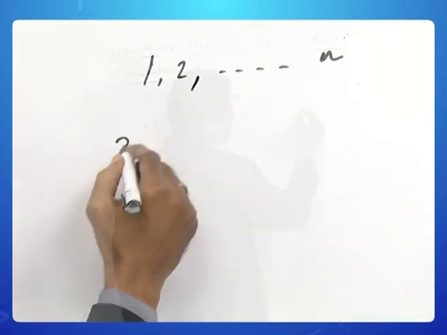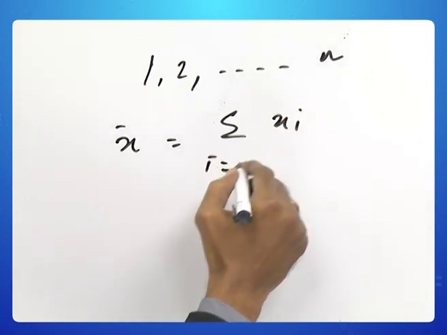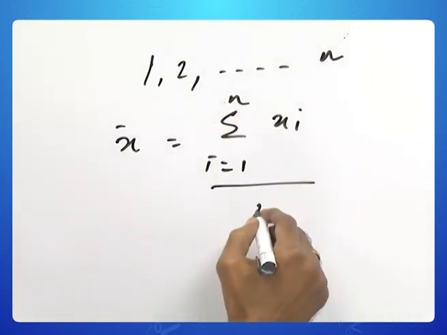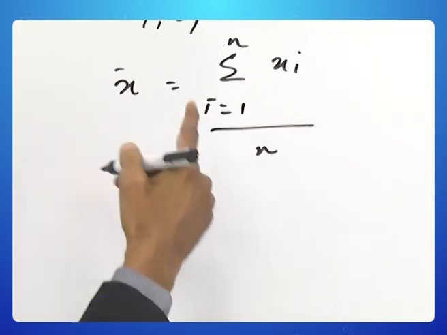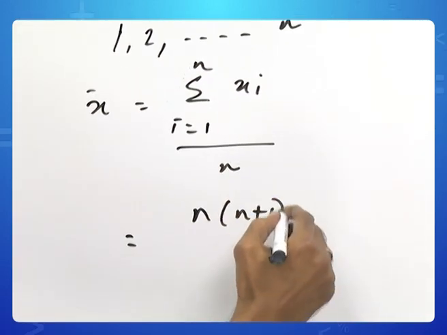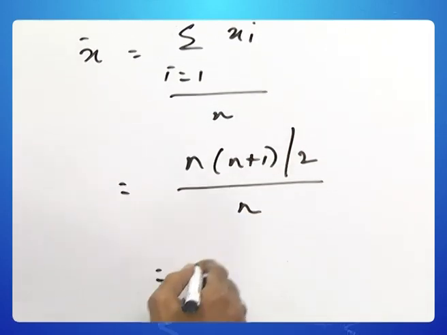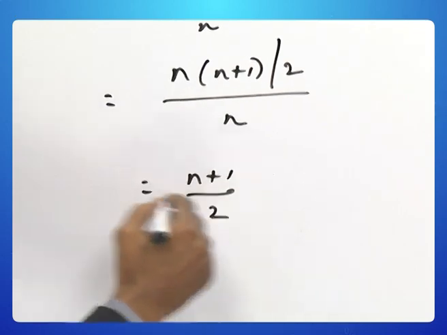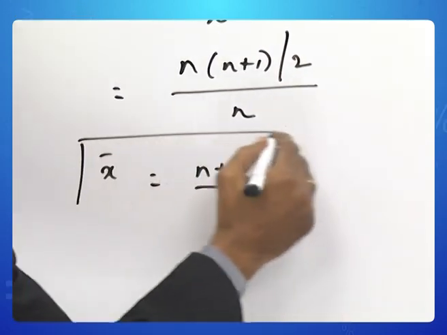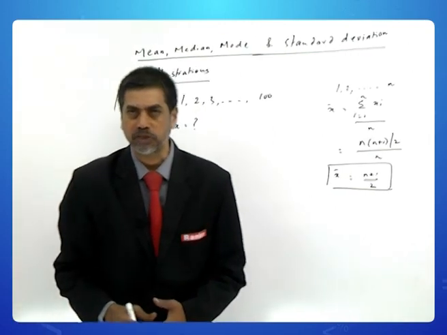then the mean is summation xi, i equal to 1 to n, divided by n, and you know the sum of the first n natural numbers is n into n plus 1 by 2. When you take the mean, you have to divide by n. So, you get a very nice formula, x bar is equal to n plus 1 divided by 2, where n is the number of observations.